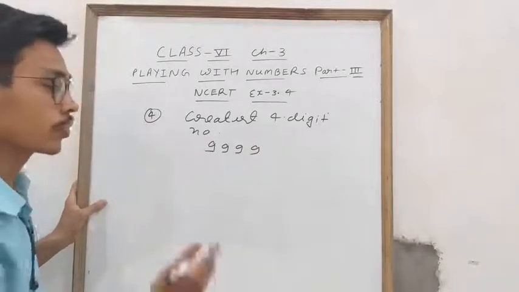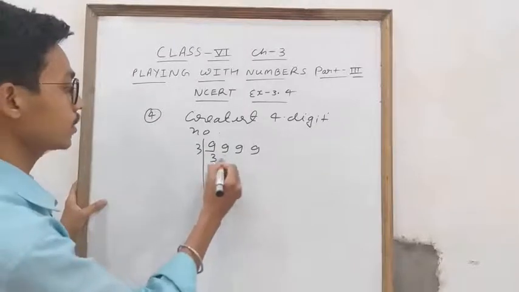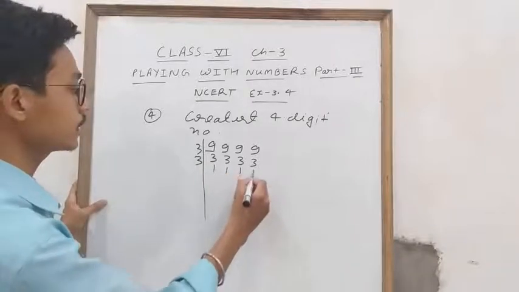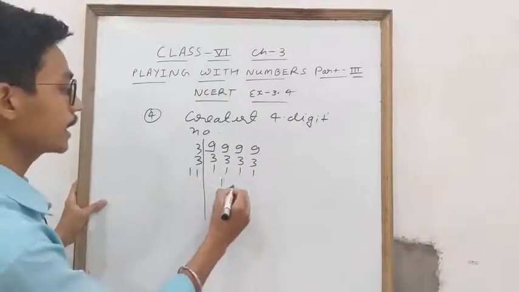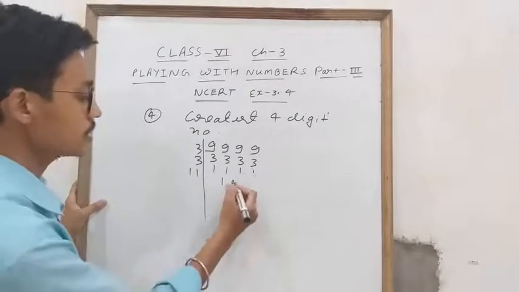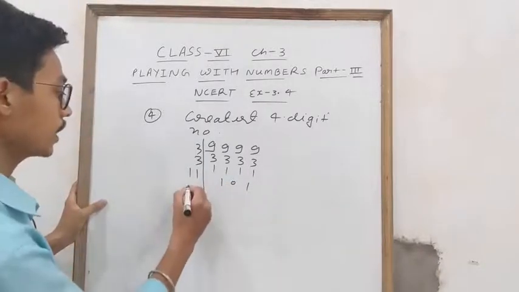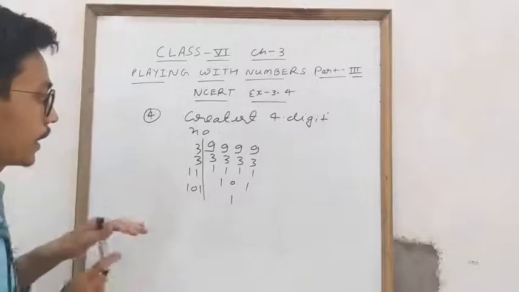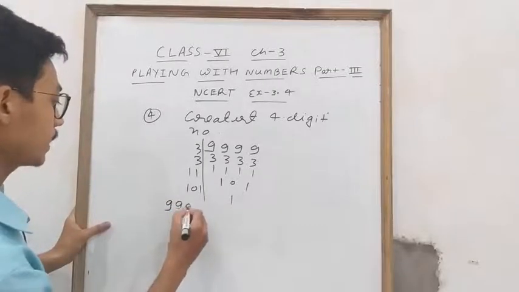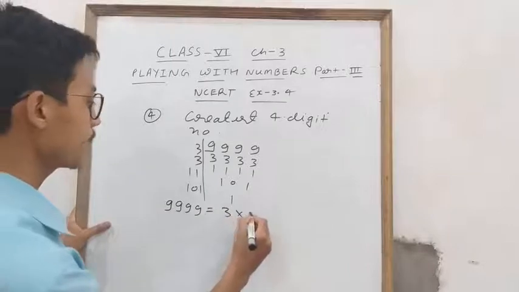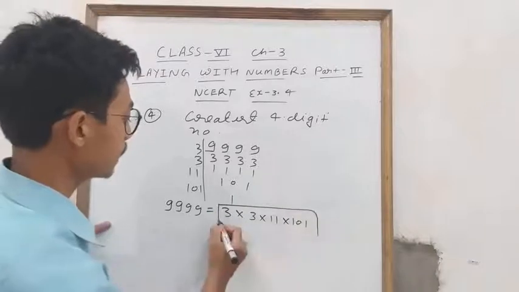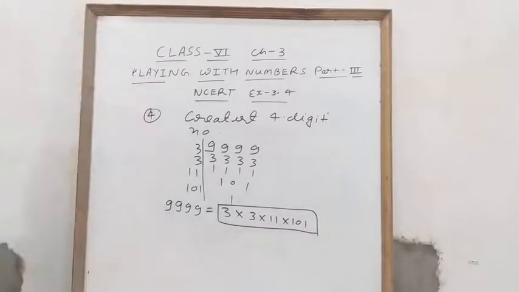No method is given, so I am going to do it with the division method. 3 3s are 9, 3 3s are 9, 3 3s are 9, 3 3s are 9. Now 3 1s are 3, 3 1s are 3. Clear? Then 11 1s are 11. Then 2 digits are given, so you put 10. 11 1s are 11. Again 101 1s are 101. So the prime factorization of 9999 is 3 multiplied by 3 multiplied by 11 multiplied by 101. If you have to do any prime factorization, you will follow the same steps.